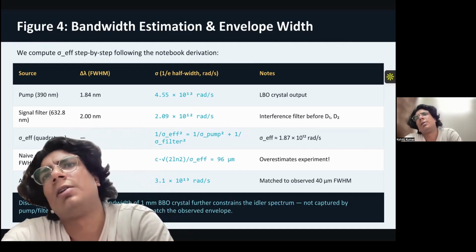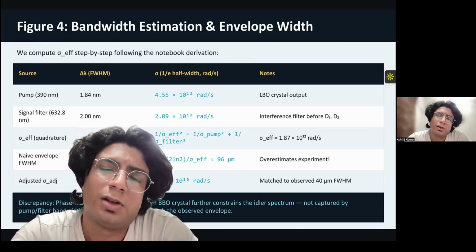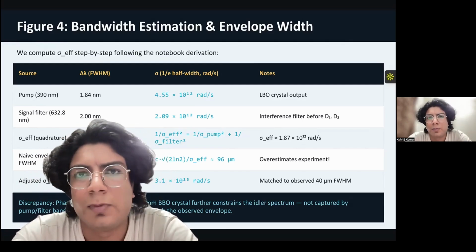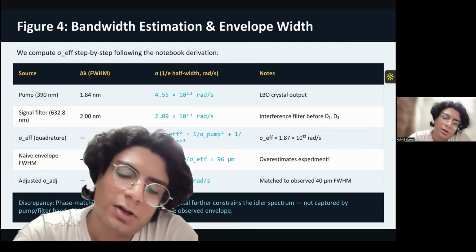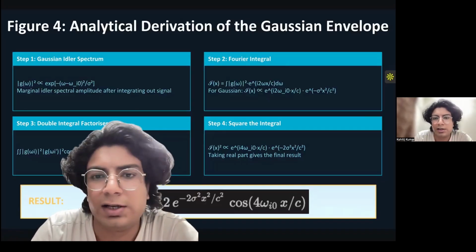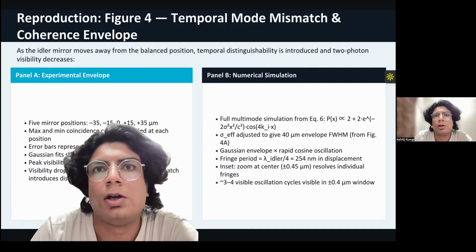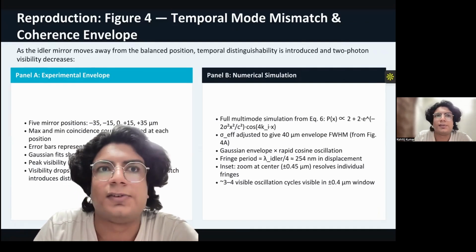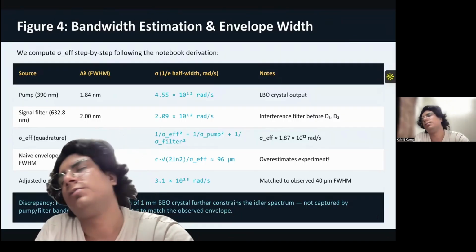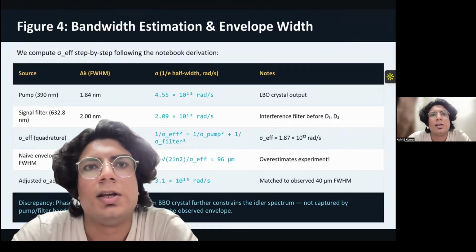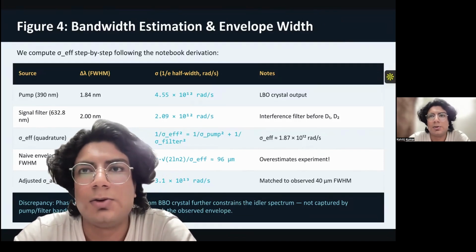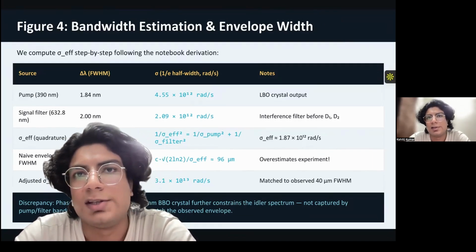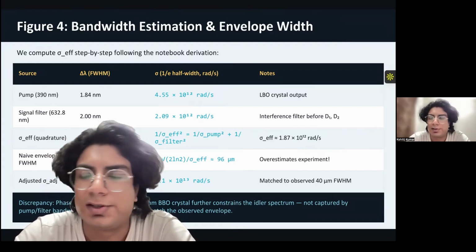Plugging this into an envelope formula predicts a rather wide envelope with a full width at half maximum of roughly 96 micrometers. But as I have already shown in the slide, it is roughly 40 micrometers from the experimental results. So why is this difference? This naive calculation overestimates the coherence length because it ignores the phase matching bandwidth constraint of the 1 mm BBO crystal itself.